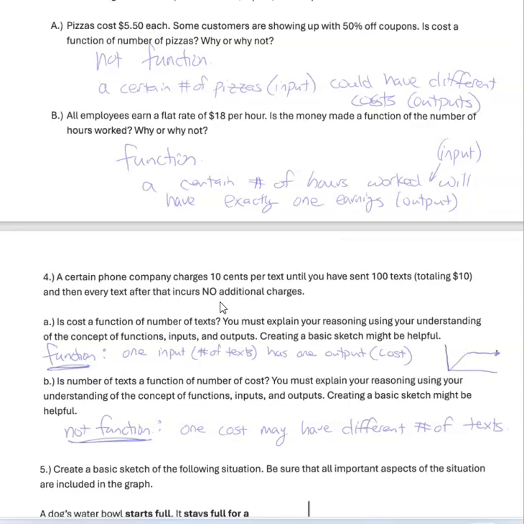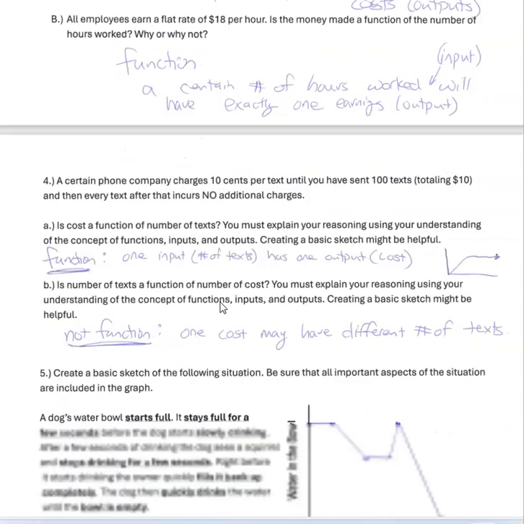The next one, all employees earn a flat $18 an hour. Is the money made a function of the number of hours worked? Does a single number of hours give out only one possible earnings? And the answer is yes. One would be $18, two would be $36, and so on. There's not a possible way to get more than one earning amount from a certain number of hours.